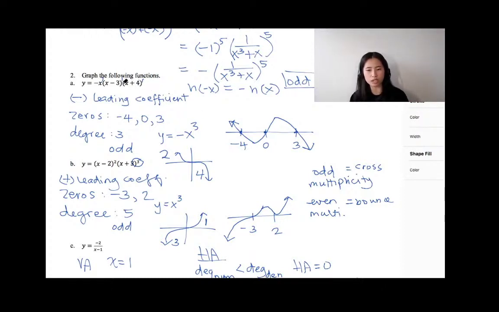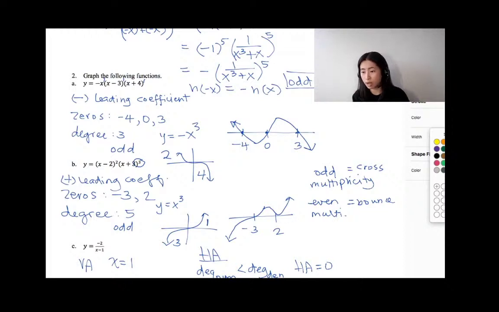Range is going to be all reals in this case. And your domain is going to be all reals as well, all real numbers, because your function is a polynomial function. And similar for part B. You know what? Let's just do that.